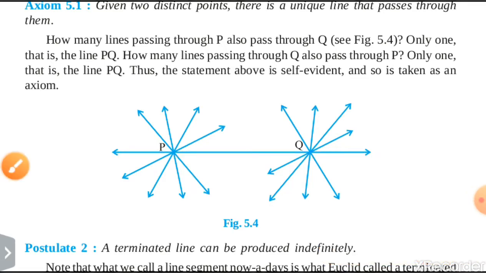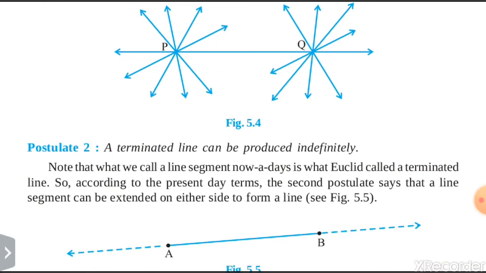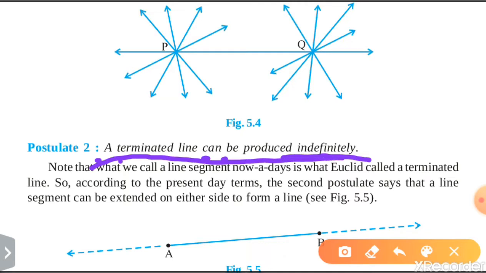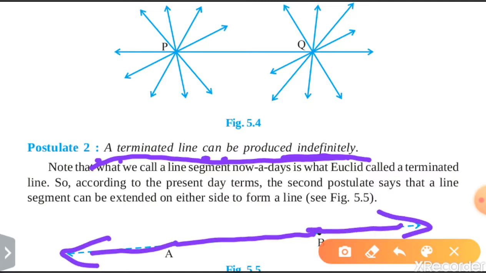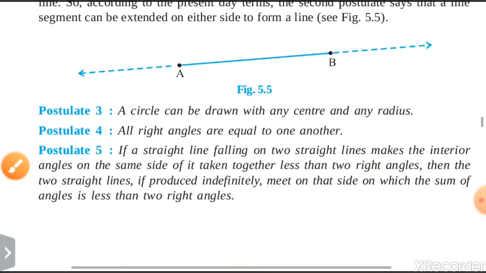Now see the next postulate. A terminated line can be produced indefinitely. Terminated means which is non-ending. You can see that a terminated line is produced infinitely. You can just produce it here also, and here it is endless. Now move to the next postulate.